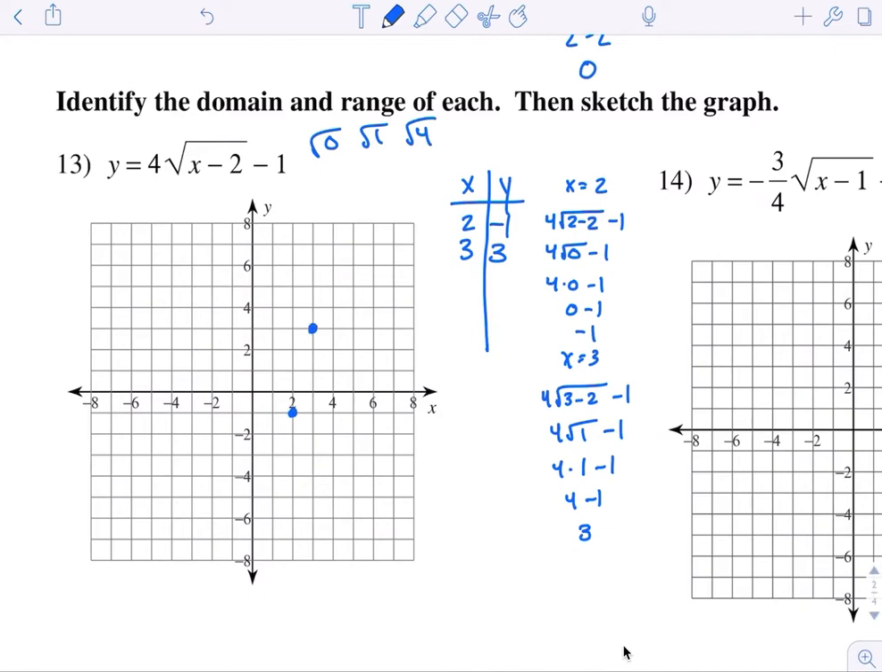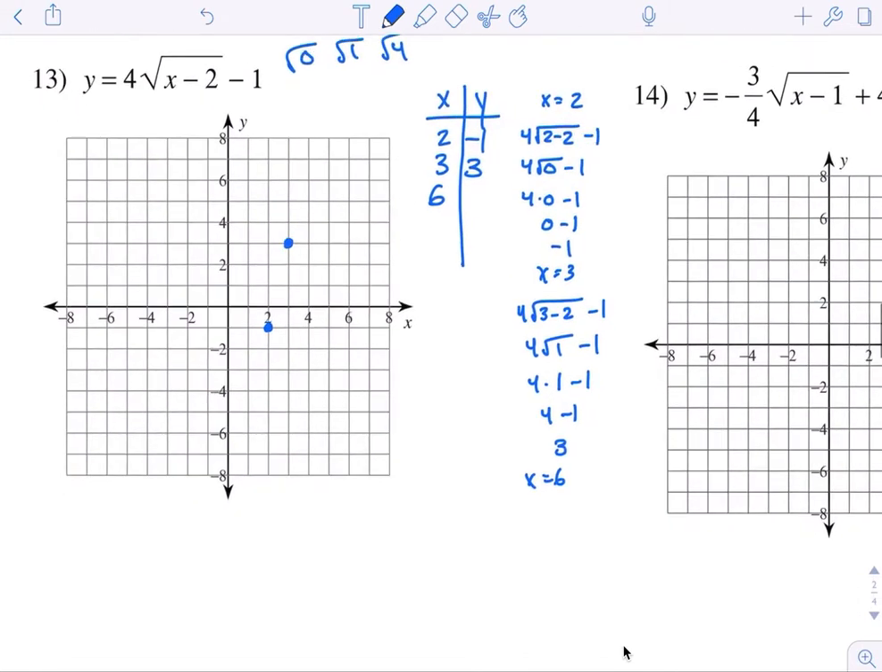Okay, now lastly, we want to try to get a perfect square of 4. So what value of x would we substitute in there to get 4? That would be a 6. So if x was equal to 6, we'd have 4 times square root of 6 minus 2, minus 1. 4 times square root of 4, minus 1. 4 times 2, because that's the square root of 4, is 8, minus 1, which is 7. So 6, 7. And this is what your graph would have looked like.